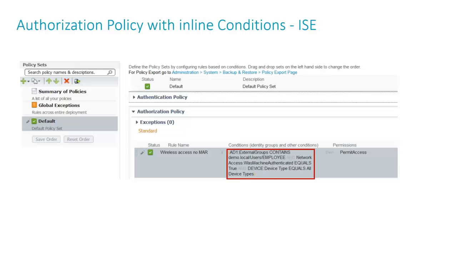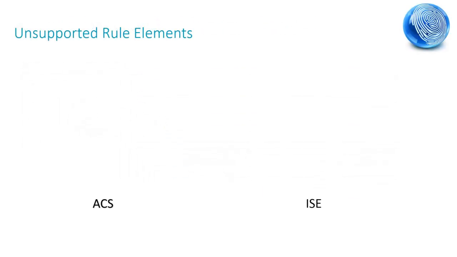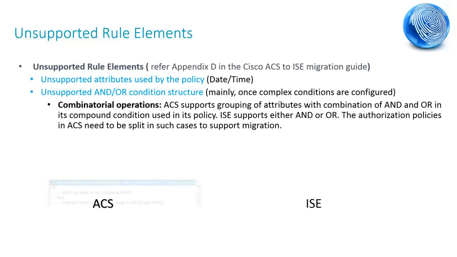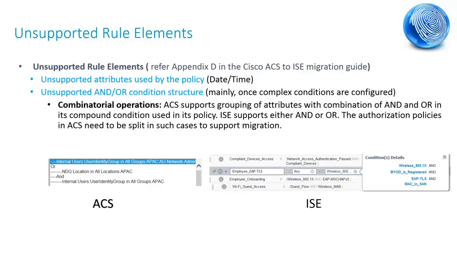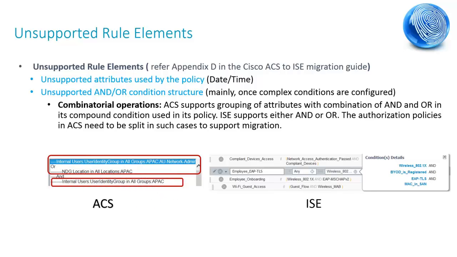Now, as part of the unsupported rule elements, there are a couple of things that you might need to know. In ACS, ACS provides a combinatorial operation of AND and OR. You can also group them. So you can see that the internal group users or NDG location is grouped, and the internal users using user identity groups is grouped again. So both these groups are combined using the AND operator. In ISE, so far, we only have either AND or OR. However, this might change in the future, and we have plans to include the combinatorial operations in the next release.